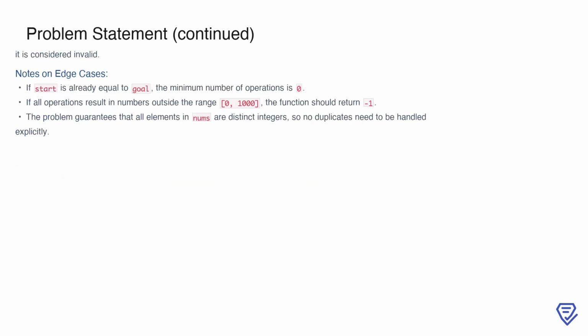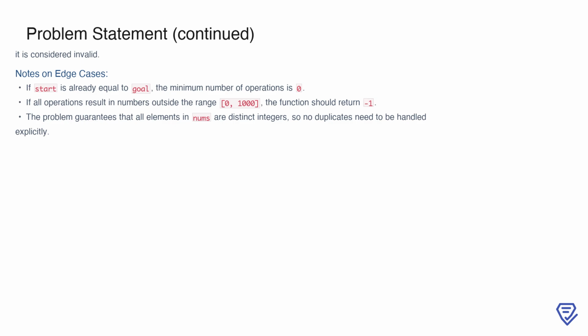There are several important details to keep in mind. First, if the start value is already equal to the goal, the minimum number of operations is simply 0, as no transformation is needed. Additionally, if all possible operations result in numbers outside the valid range of 0 to 1000, those results are considered invalid, and the function should return -1.